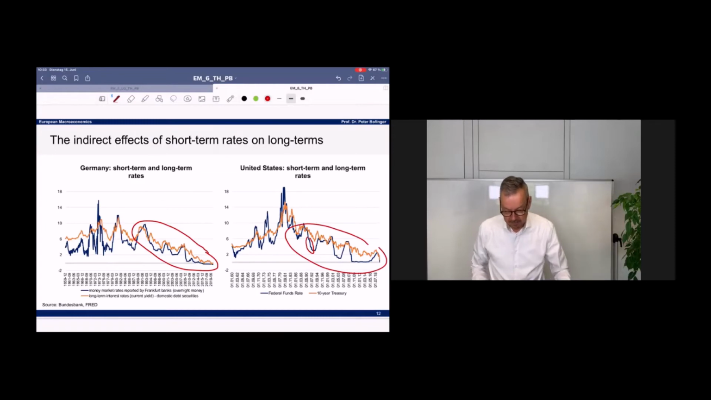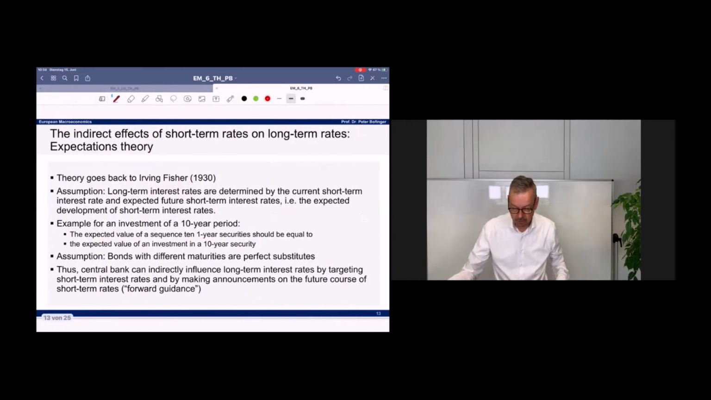So that was the philosophy of the conventional monetary policy, and the relationship between short-term and long-term rates goes back to the expectation theory of the interest rate structure. The theory goes back to Irving Fisher, and the idea is that long-term interest rates are determined by the current short-term interest rate and expected future short-term interest rates. So long-term interest rates are determined by the expected development of short-term interest rates. And I think that's quite logical.